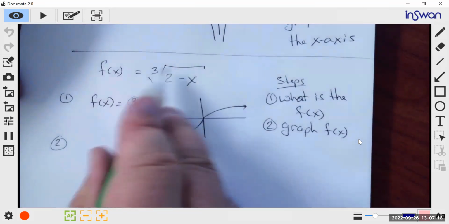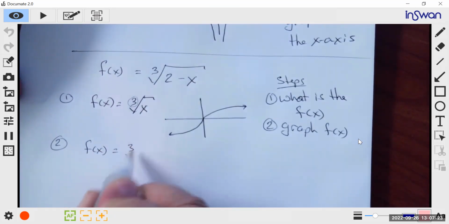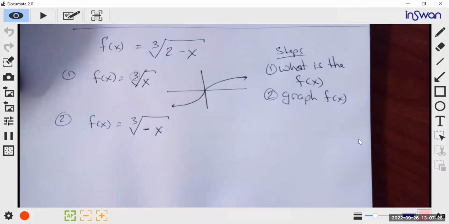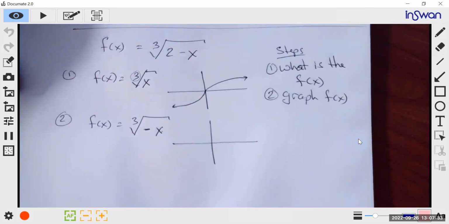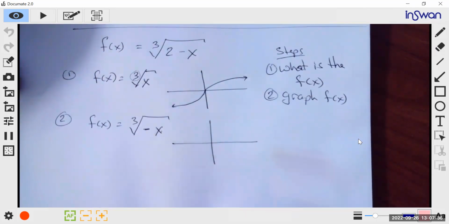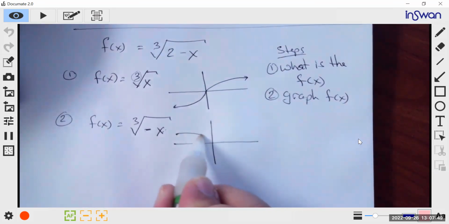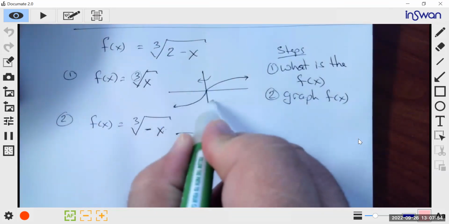What's the first thing that happens to X inside there? There's a negative in front of it. What does that mean to the picture? If it's inside the function, what does it shift over across? Because now all the X's that used to be positive are now negative X's. So the graph now looks like this. I flipped it across the y-axis.